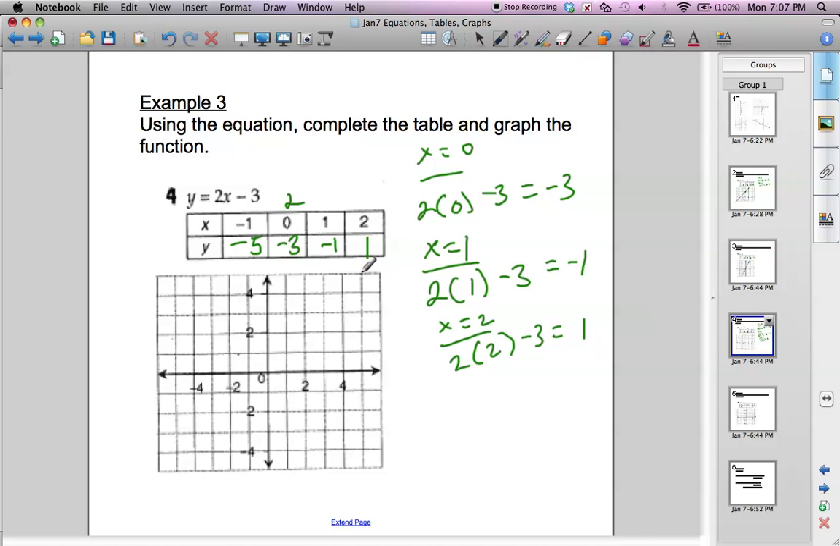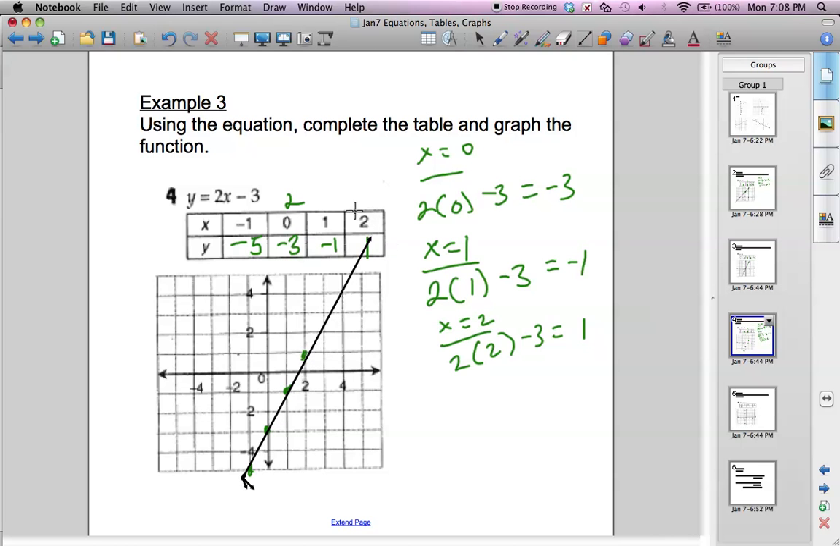Okay, so you can see that pattern there. Notice that they're increasing by 2 each time. So we're going to get to that in a second. So we have 0, negative 3. We have 1, negative 5. We have 1, negative 1. And 2, 1. Looks like they form a straight line. So let's graph that line now.